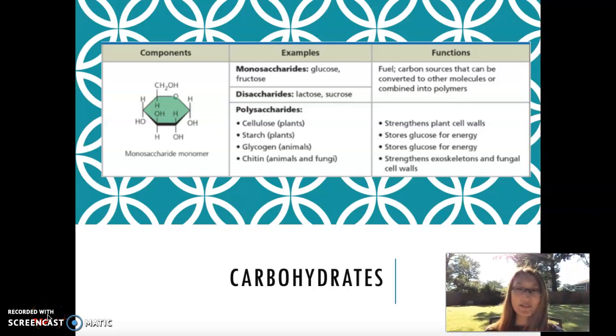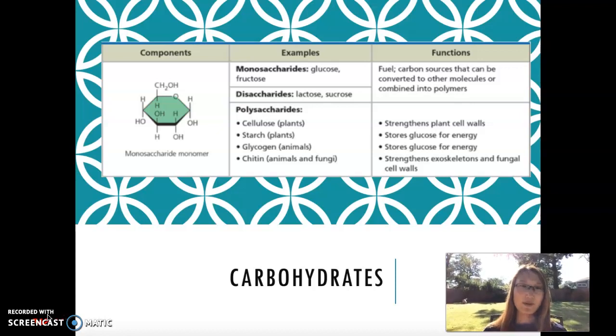Hello students, in this video we're going to talk about carbohydrates. So carbohydrates are made out of carbon, hydrogen, and oxygen. And the ratio of the three elements is 1:2:1. A carbohydrate can either be a carbon chain or a carbon ring. The picture you see over here is a carbon ring. Each one of these corners is a carbon.